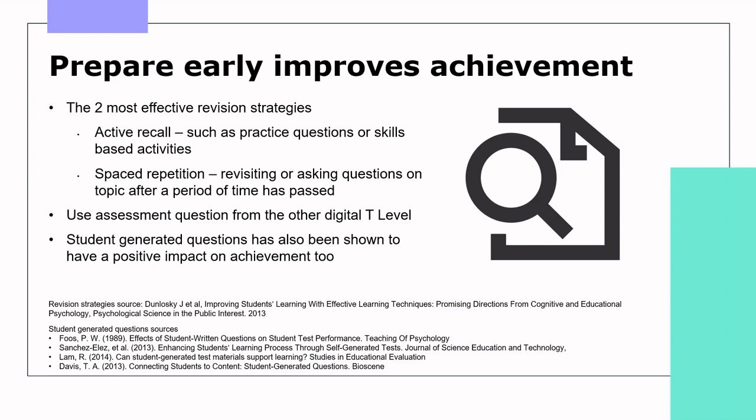Now, the two most effective strategies to improve students' achievement, according to a meta-analysis by Dunlosky, are active recall, such as practice questions or skills-based activities, and spaced repetition, so revisiting or asking questions on a topic after a period of time has passed. So getting students to answer questions from previously covered content periodically can be very useful. But again, let's take some pressure off you as the teacher and have the students devise the questions, as research has also shown that student-generated questions have a positive impact on achievement.